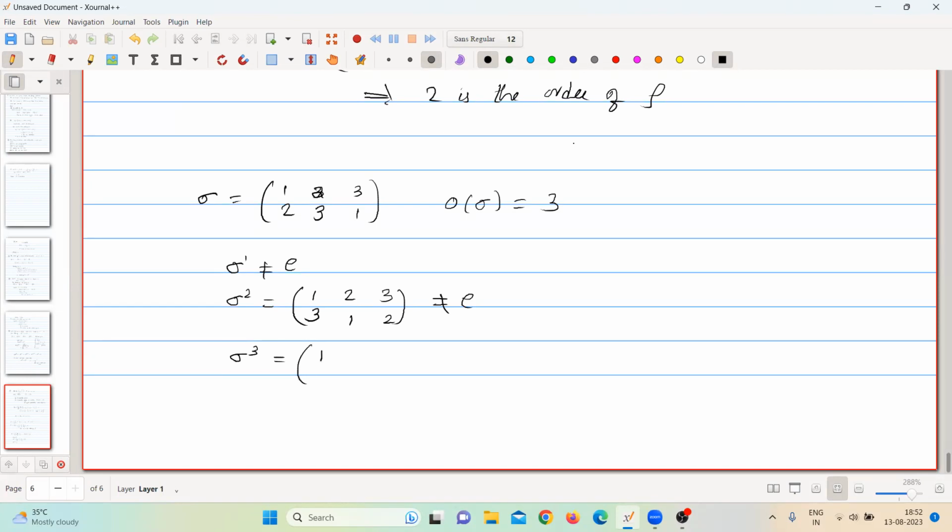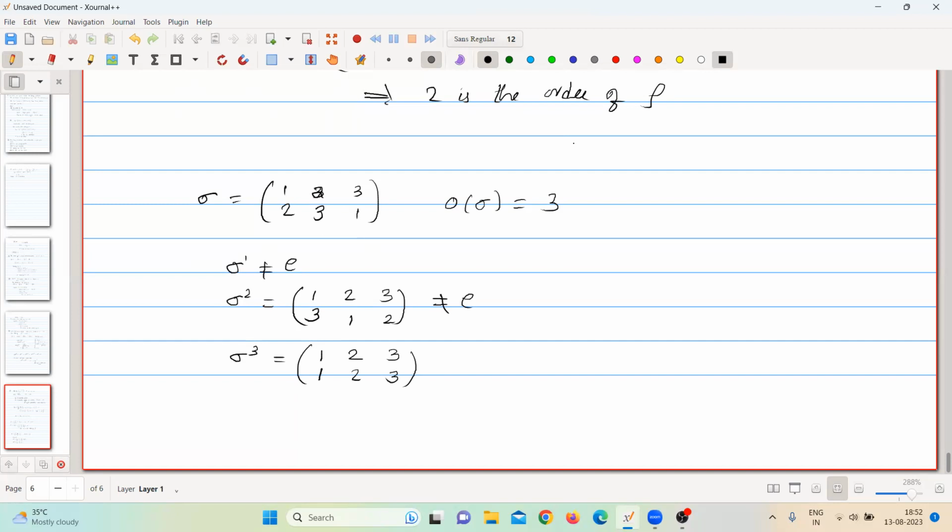What will we get? Under sigma square, 1 goes to 3. Again, one more sigma we are applying, so 3 goes to 1. So 1 goes to 1, 2 goes to 2, 3 goes to 3. Okay, so everyone can just try like this. 1 goes to 3 when sigma square is applied.